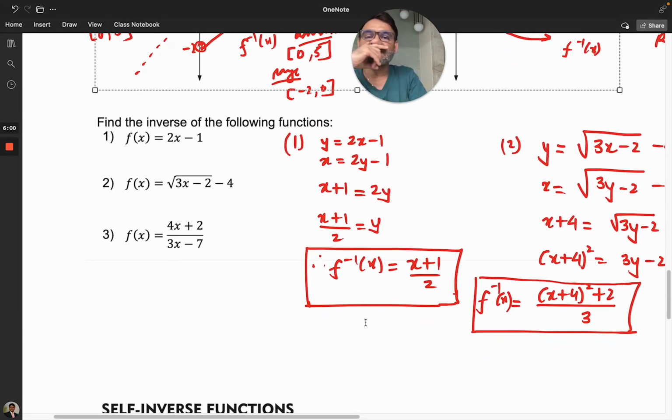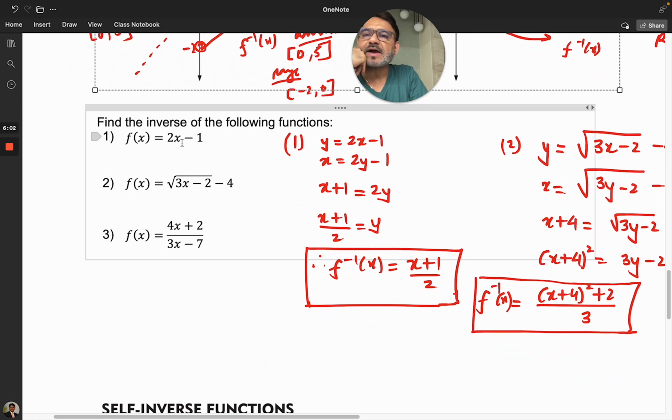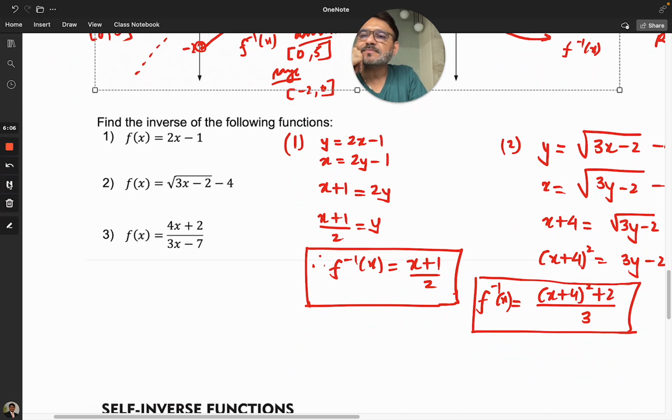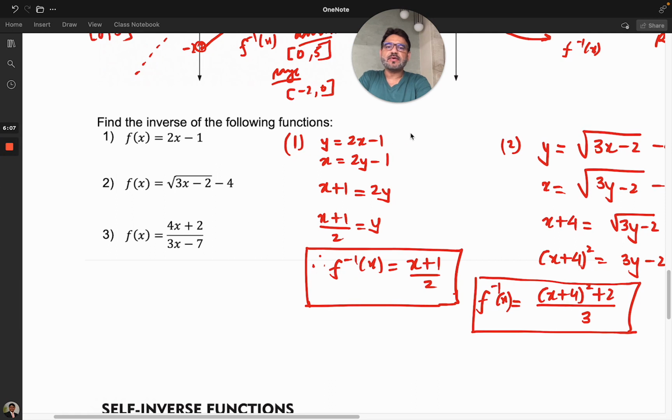Algebraically, to find the inverse, what you need to do is replace your y with x and make x the subject. So I'm taking the first sum over here. So y is equal to 2x minus 1. You replace your y with x and your x with y and then make y the subject. So -1 will go as +1 is equal to 2y. So y is equal to x plus 1 over 2. You can replace your y with f inverse x. So f inverse x is x plus 1 over 2. So if this is the function, this is the inverse.